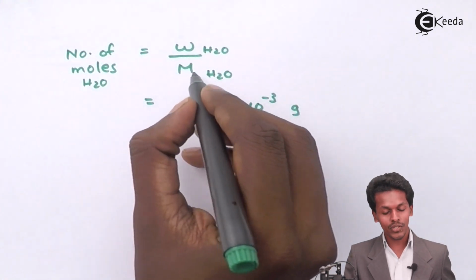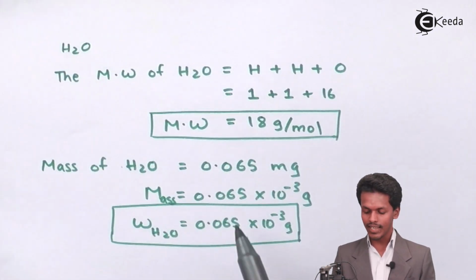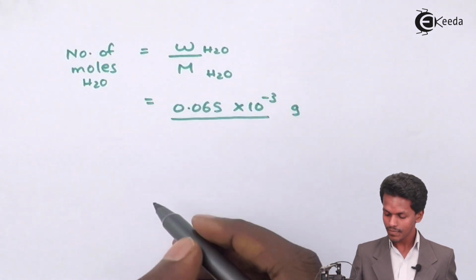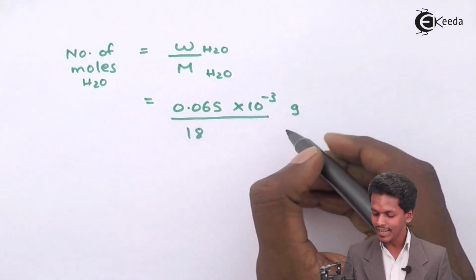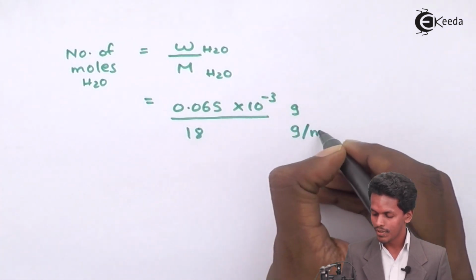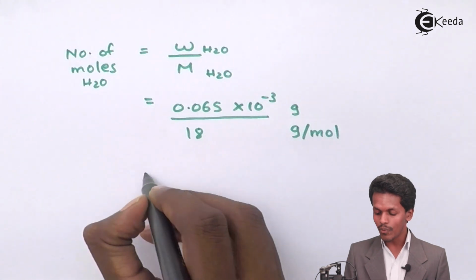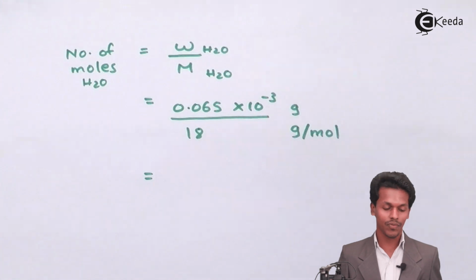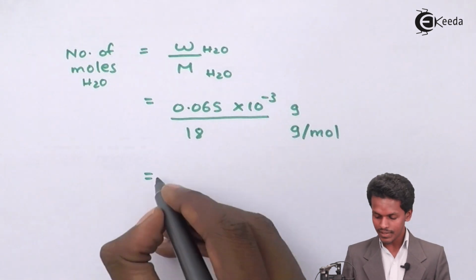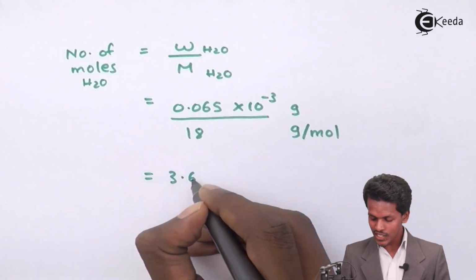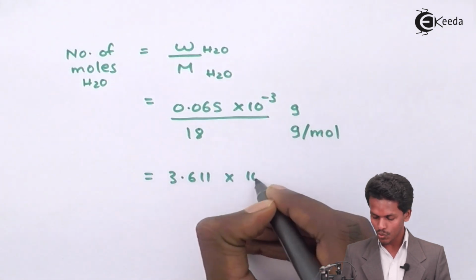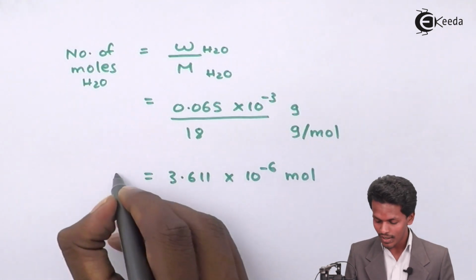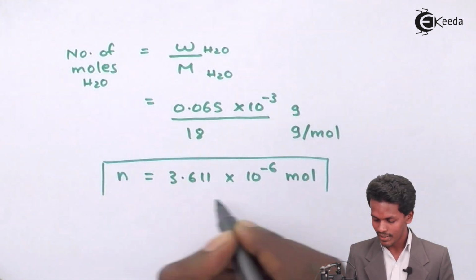While the molar mass of H2O, in this case, was 18 gram per mole. So this is divided by 18 gram per mole. Now if I calculate this, let me tell you what the answer would be. The answer that I have got is 3.611 into 10 raised to minus 6 moles. So this is how I have calculated.